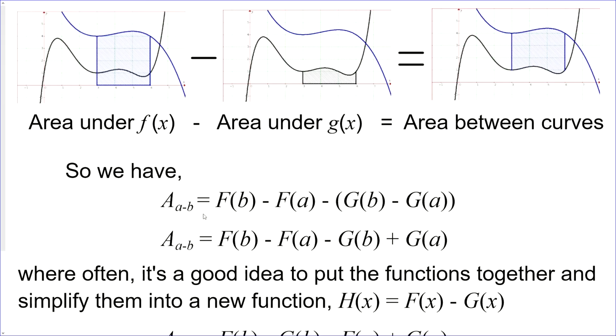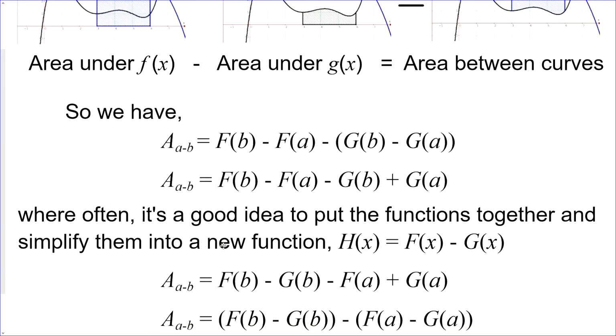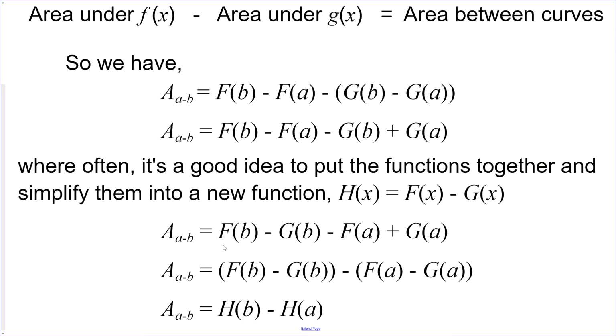So we have this, the area under f of x, and we have this, the area under g of x. And if we distribute in the negative sign, it would look like this. Often it's a good idea to put the functions together and simplify them into a new function if they share common terms. And we could say that would be a new function h of x. And so we just need to reorder this and put both of the b's here and the a's here together. And then you see this is h at b and this is h at a.